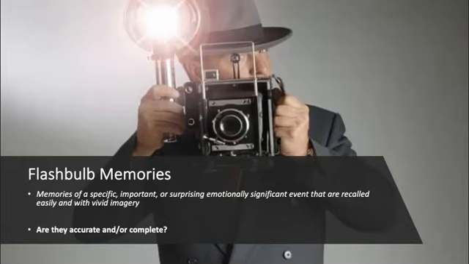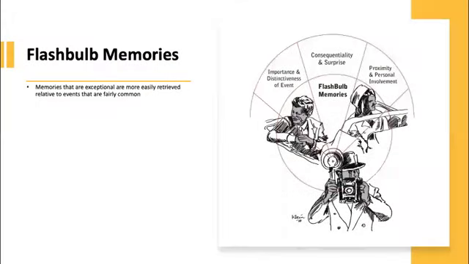But flashbulb memories don't necessarily contain all of the details from a memory. In fact, many details are likely to be missing. And these memories aren't always accurate or complete, especially if they involve some sort of highly emotional event.